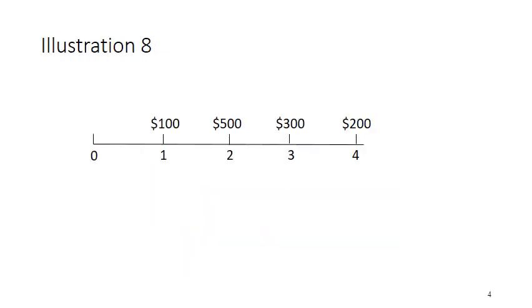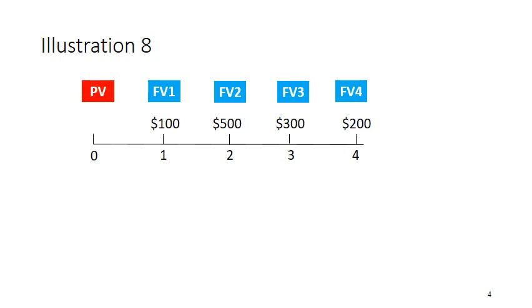Illustration 8. We are given future value here: FV1, FV2, FV3, and FV4. And all of them are different timeline, at the end of year 1, 2, 3, and 4. What we want to find is the present value. So we are trying to find the present value here.